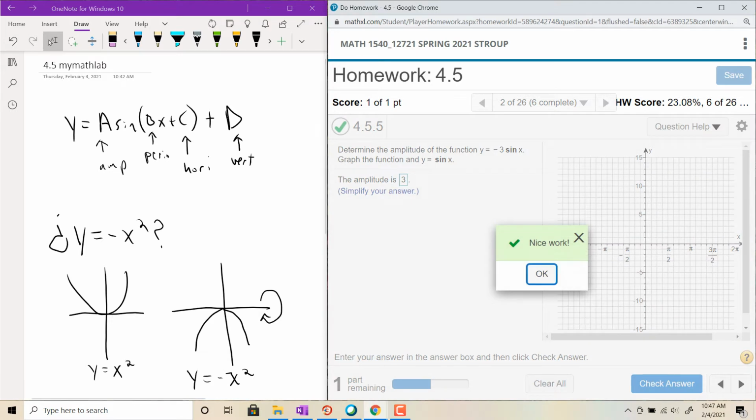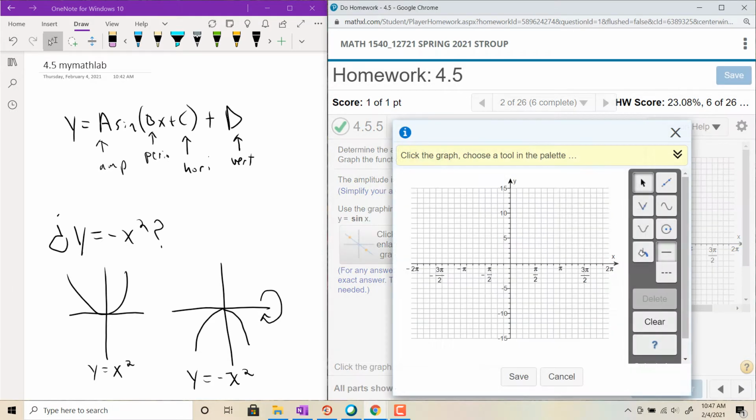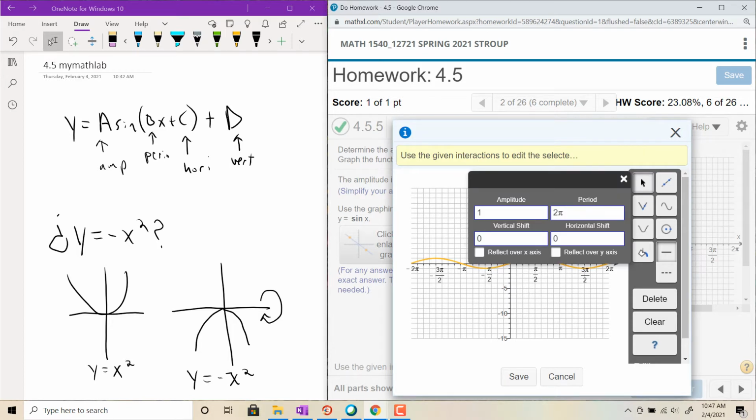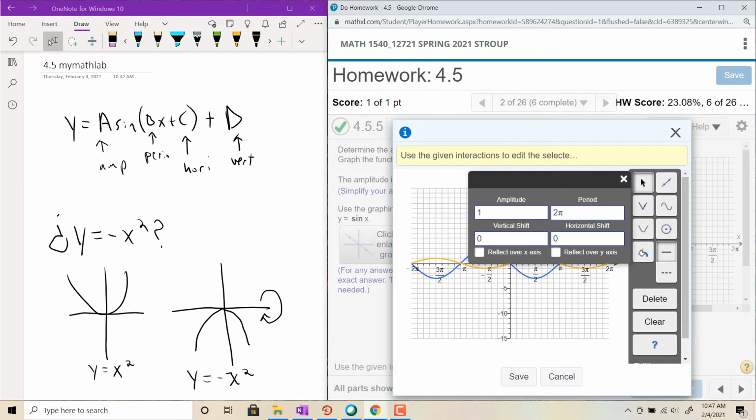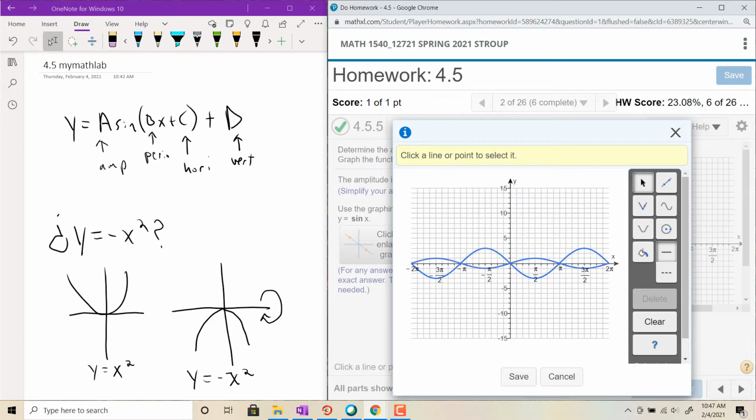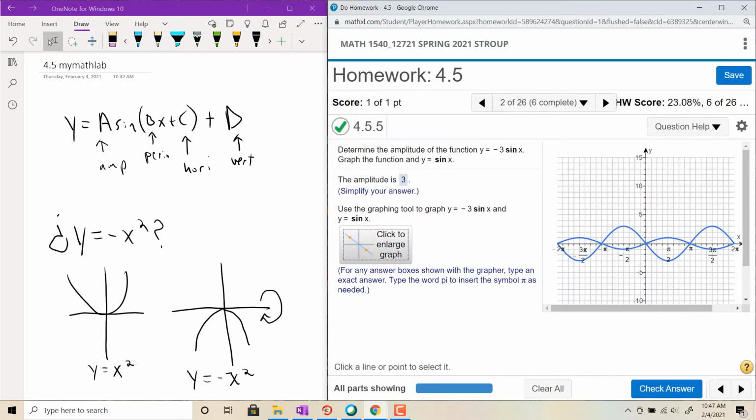Check answer, yay. They want you to graph both of these. So you're going for this thing. Amplitude on that guy, 3, period, no big deal. We have to do a reflection about the x-axis. And then they want the other, this one is just the standard sine x, so that would be good. And you compare and contrast, oh wow. All right.